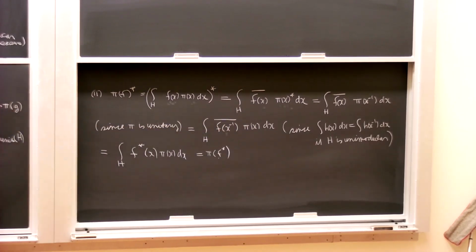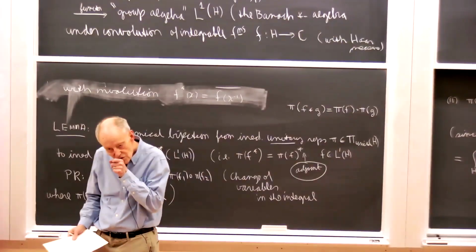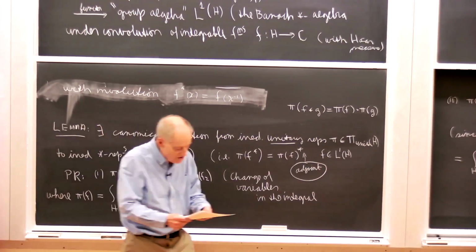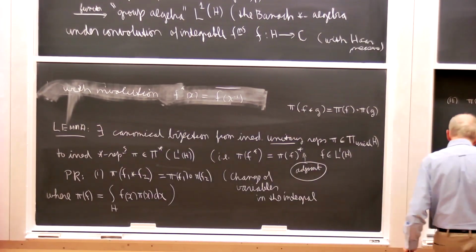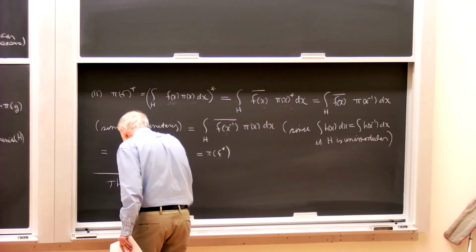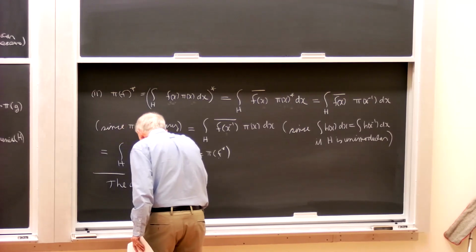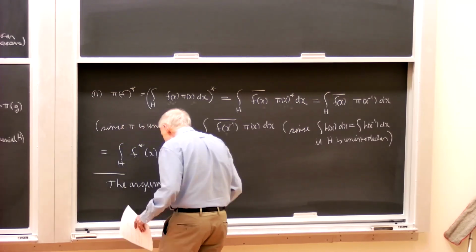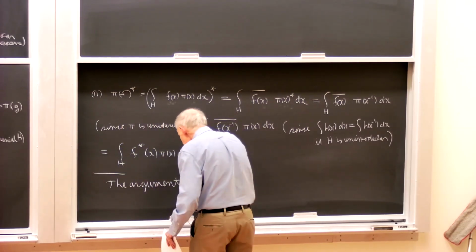Okay, now the argument that we would be using for Ramanujan, which I went through. So this is the argument that Langlands uses for Ramanujan.